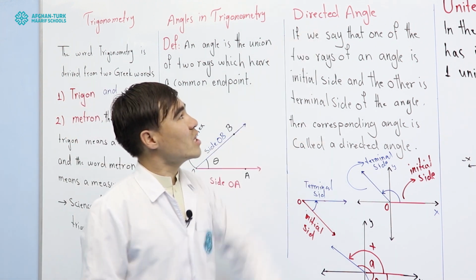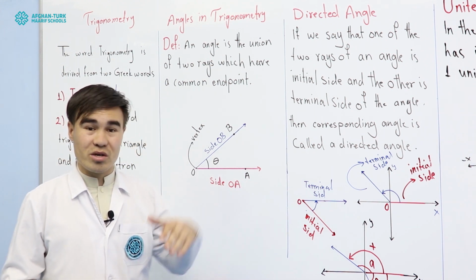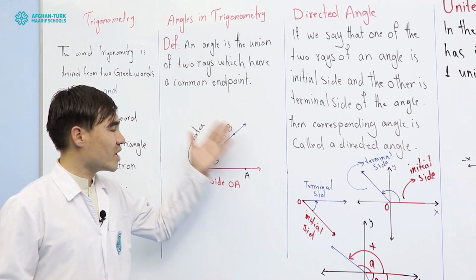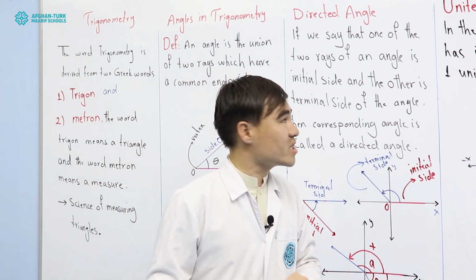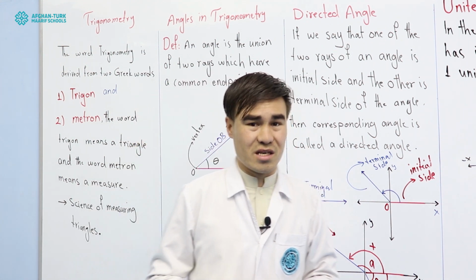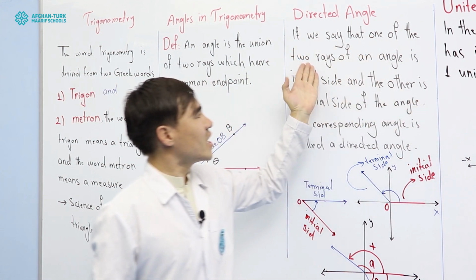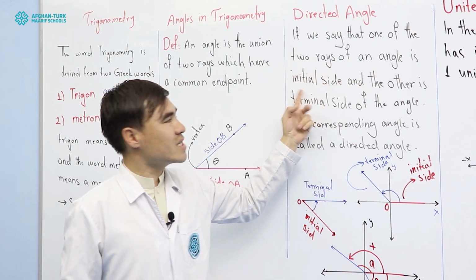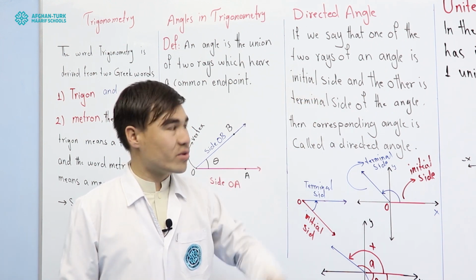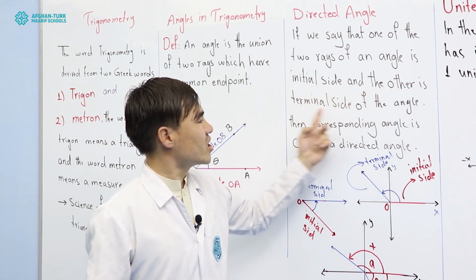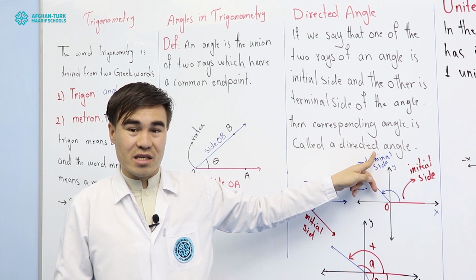Also, we must know what directed angles are, because sometimes we will have positive angles and sometimes negative angles. For this reason, it is necessary to know what directed angles are. If we say that one of the two rays of an angle is the initial side, and the other is the terminal side of the angle, then the corresponding angle is called a directed angle.